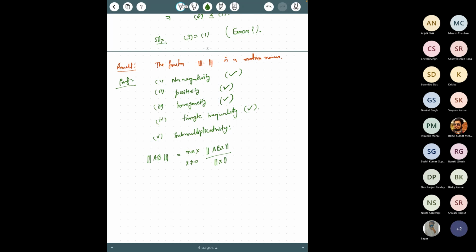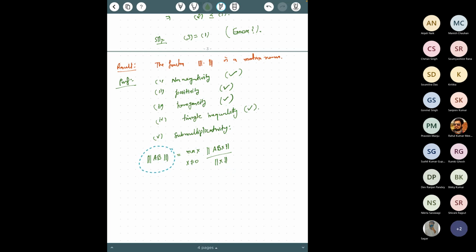Now, one thing is clear, that this maximum is not attained. We can assume that in this function, this maximum is not attained for a vector x for which Bx equal to 0, because if Bx equal to 0, then this is 0, this is 0, this is 0, that means AB, the product, is 0.